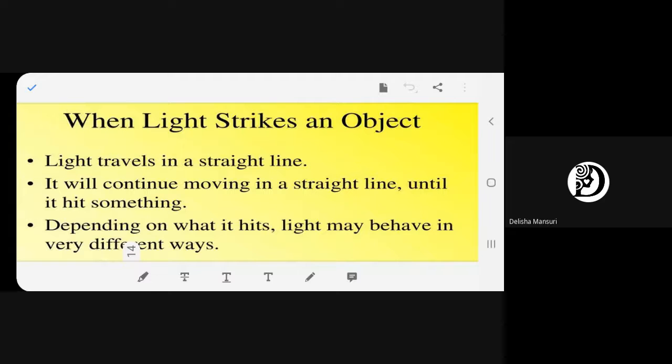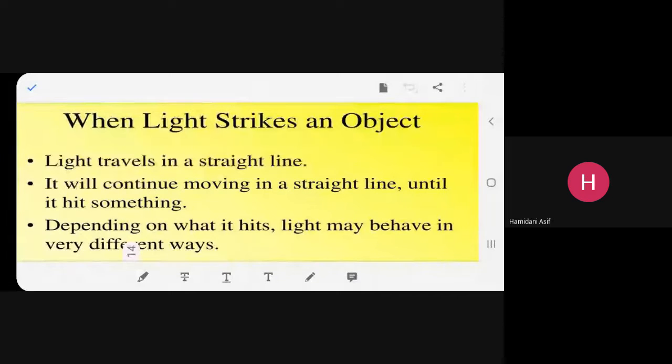Light travels in a straight line. Who wants to read? Khadija, start. Light travels in a straight line. It will continue moving in a straight line until it hits something. Depending on what it hits, light may behave in very different ways.